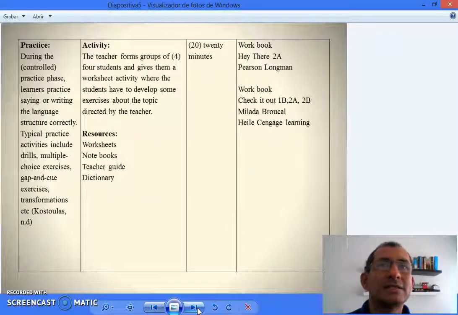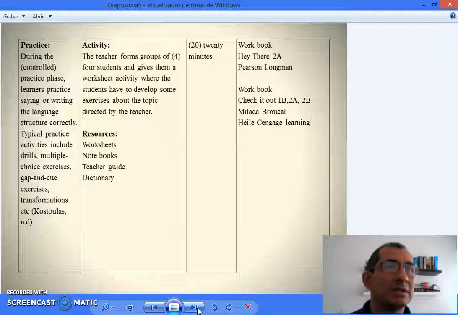Okay, let's do the practice step. The activity: the teacher forms groups of 4 students and gives them a worksheet where the students have to develop some exercises about the topic, directed by the teacher. Okay, this is simple. Worksheets, and the students work in groups of 4. The resources are worksheets, the students' notebooks, and the teacher guides and explains doubts of the students, and they can use the dictionary. For this activity, they have 20 minutes.